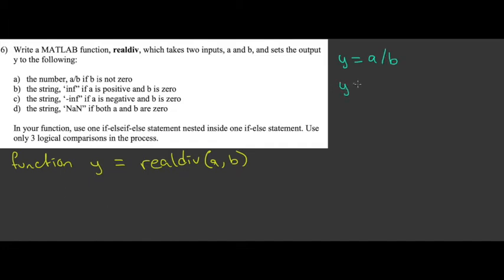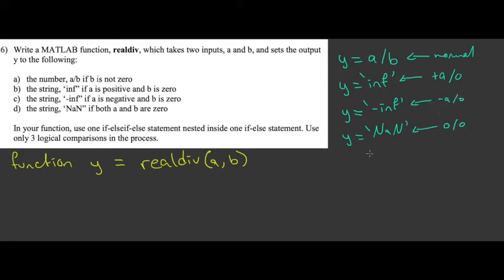We have possible y equals infinity, and that would be a string. We have the possibility of y equals negative infinity. We have y equals not a number. And the reasons for this: if it's normal, so neither is equal to 0, so we don't have a 0 divided by 0 or a number over 0. This is a positive a over 0. This is a negative a over 0. And this would be if we had a 0 divided by 0.